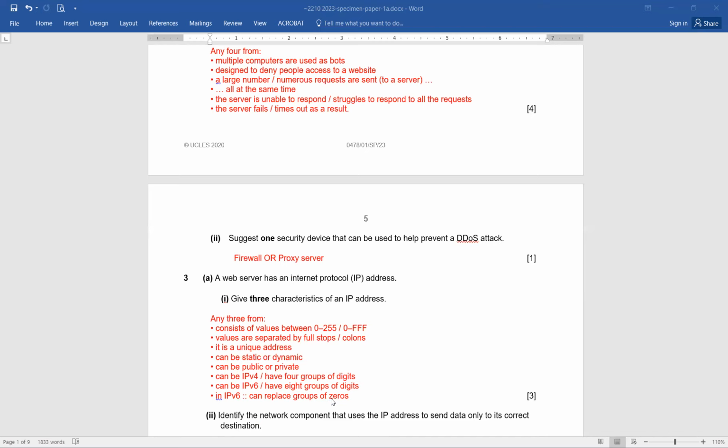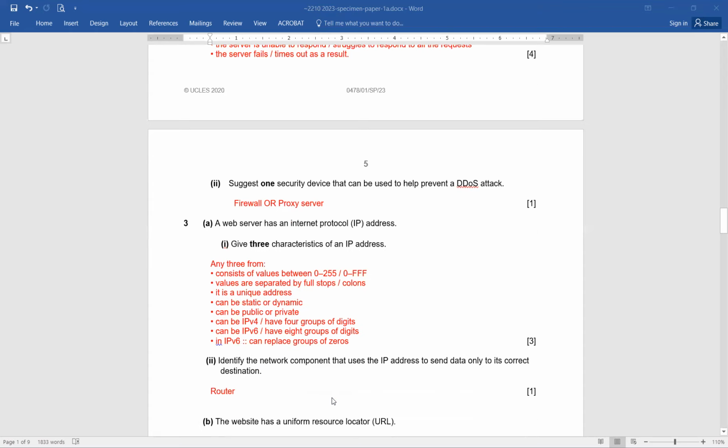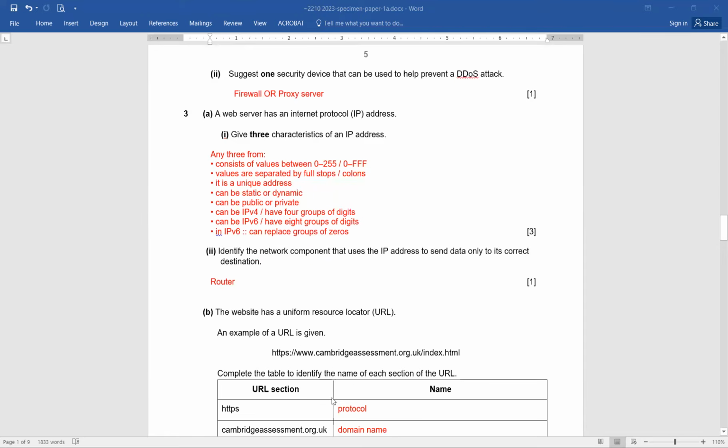Okay. Identify the network component that uses the IP address to send data only to its correct destination. Yes, router. That's great. Wonderful, Ali. This is the router. Now, part B. The website has a uniform resource locator or URL. An example of a URL is given below. Now you can see the URL is given as https://www.cambridgeassessment.org.uk/index.html. Complete the table to identify the name of each section of the URL.